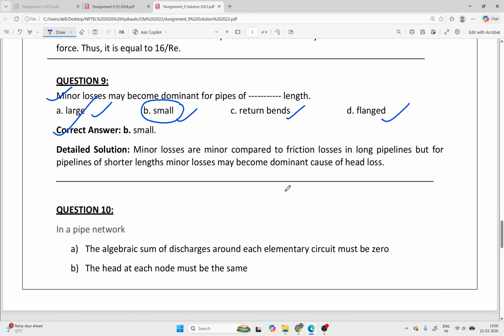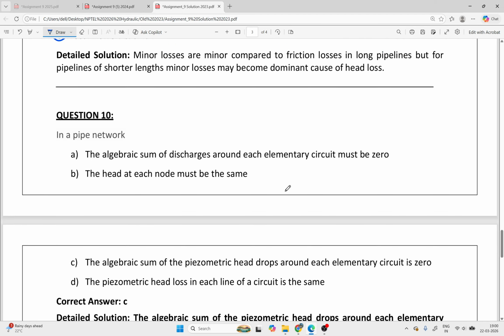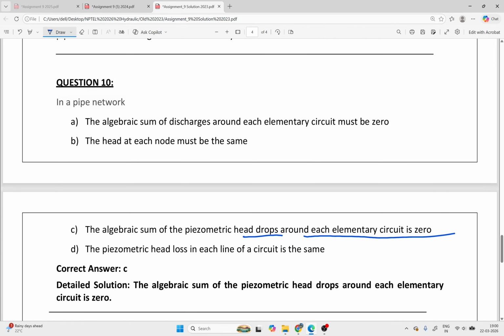Next one. In a pipe network, the algebraic sum of distance around each elementary circuit. Okay, we have solved this question already. The algebraic sum of piezometric head drop or head loss around each elementary circuit is 0. This question we have already solved.